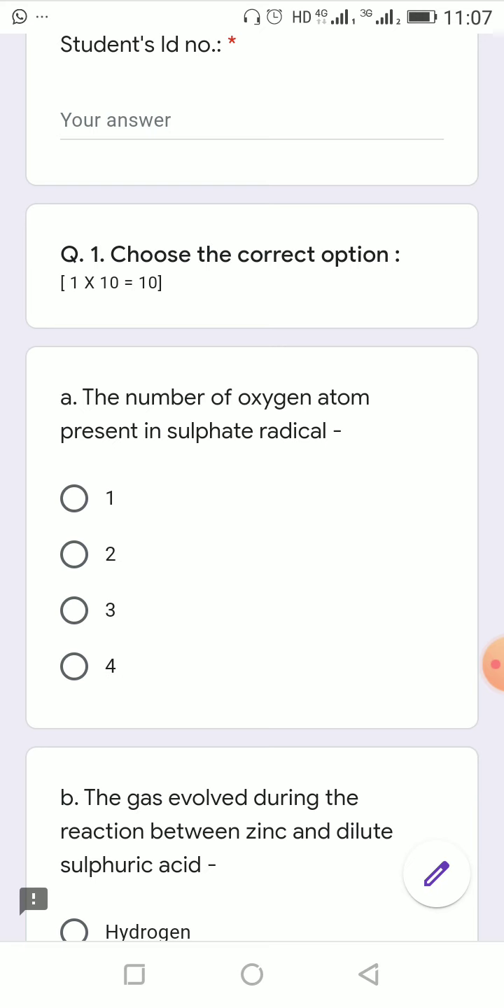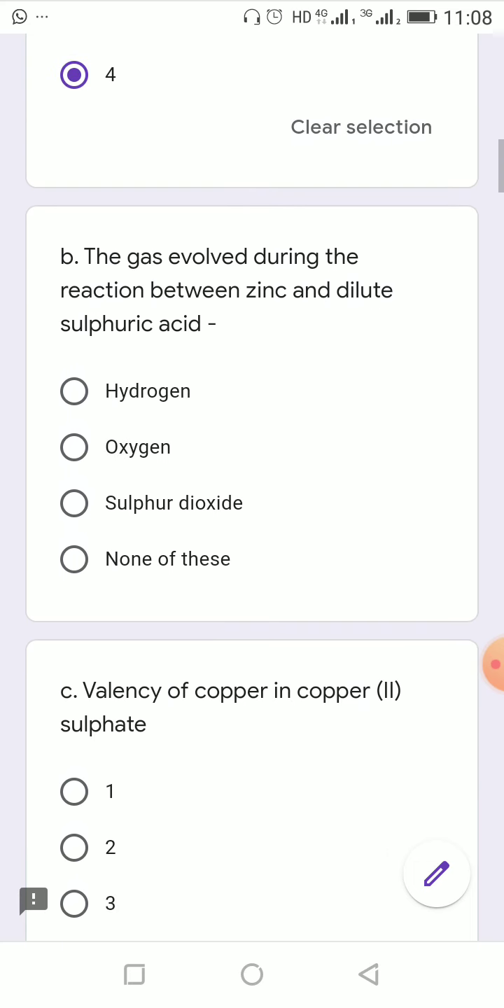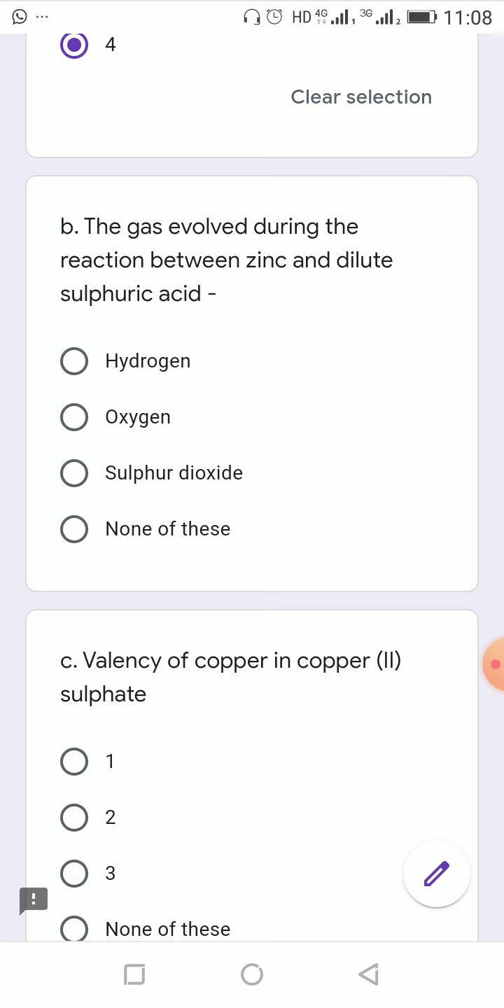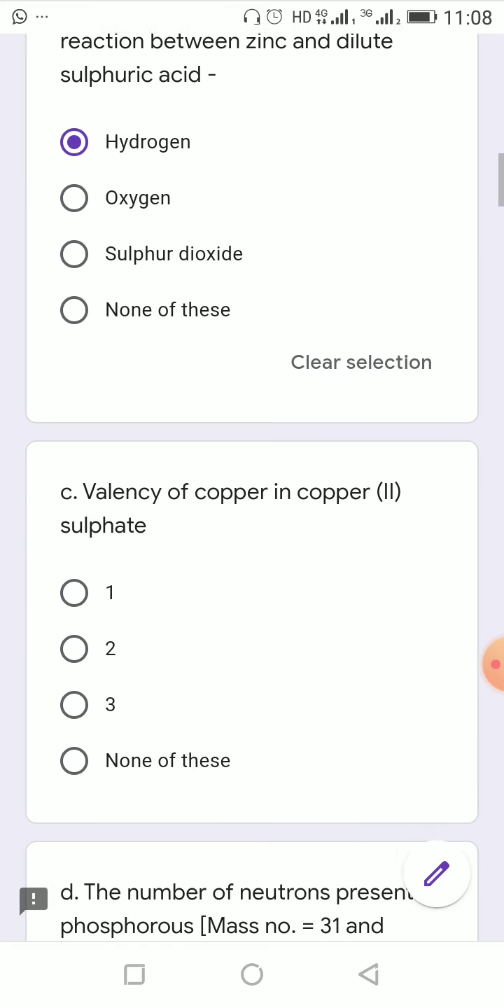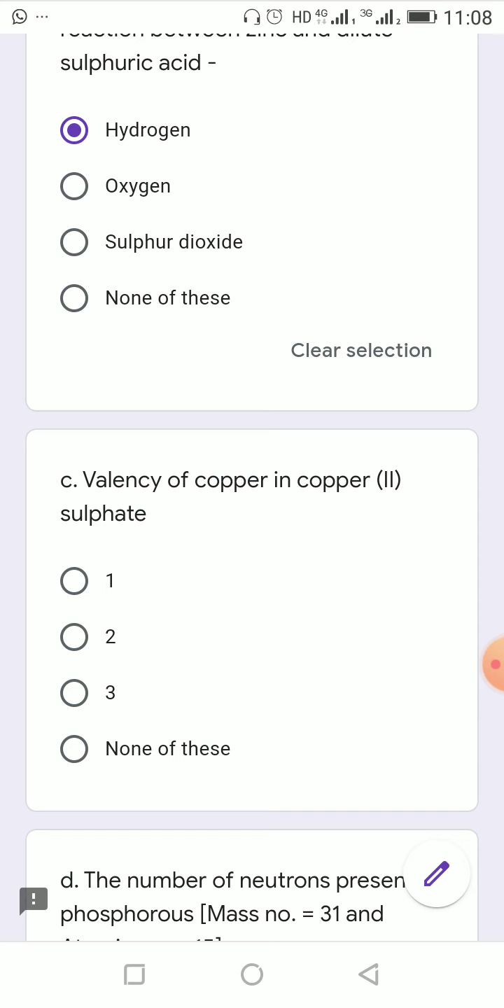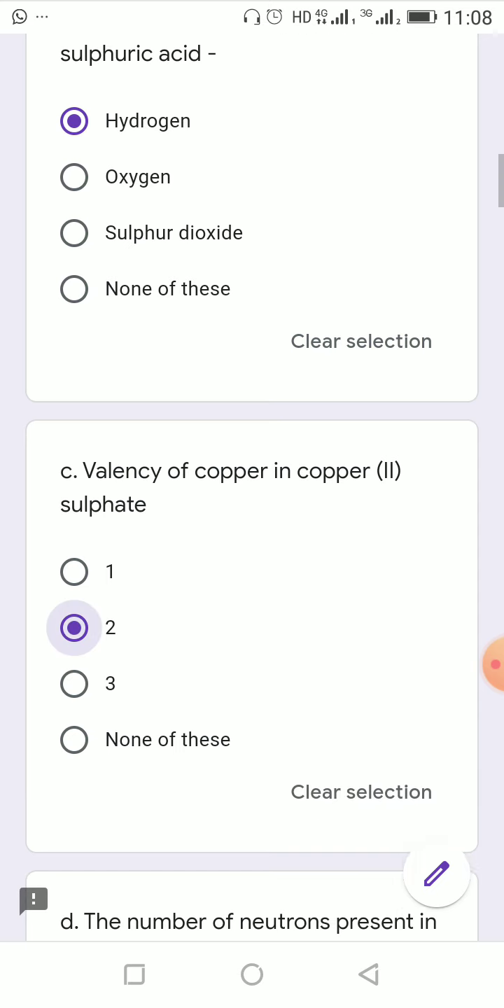The number of oxygen atoms present in sulfate radical. Sulfate, we know, is SO4 2 minus. So the number of oxygen atoms present in that will be 4. Okay, the gas evolved during the reaction between zinc and dilute sulfuric acid will be hydrogen. Hydrogen gas is evolved during this reaction. Valency of copper in copper 2 sulfate will be 2.